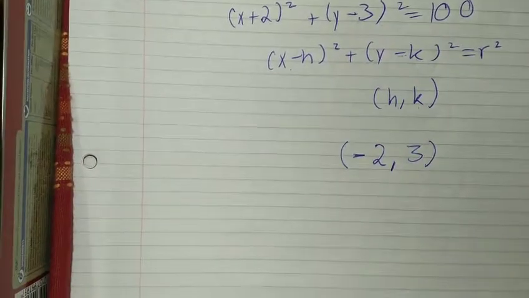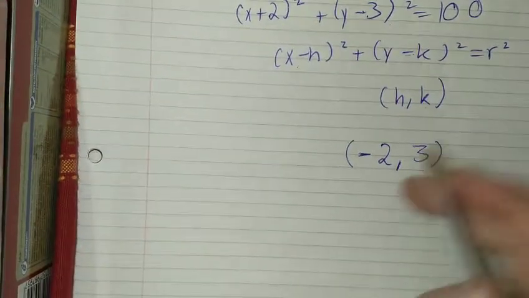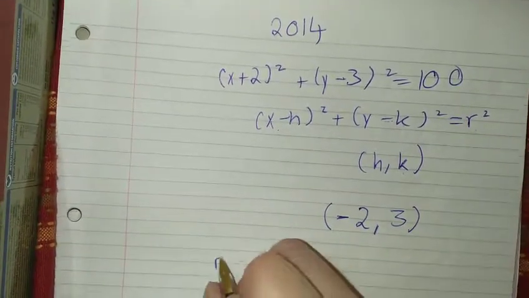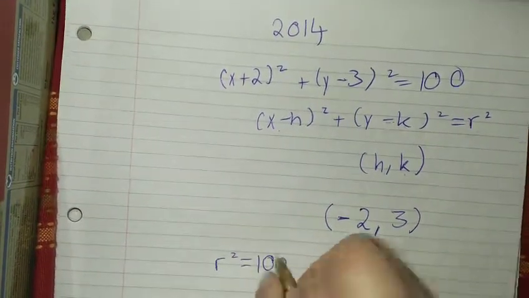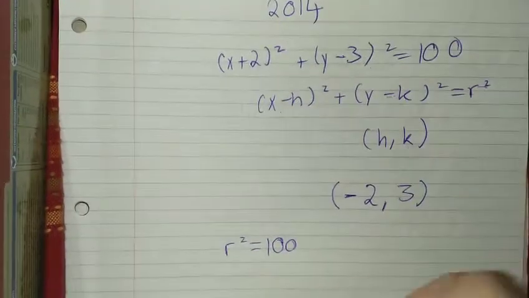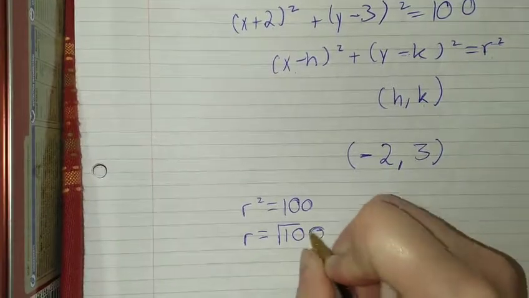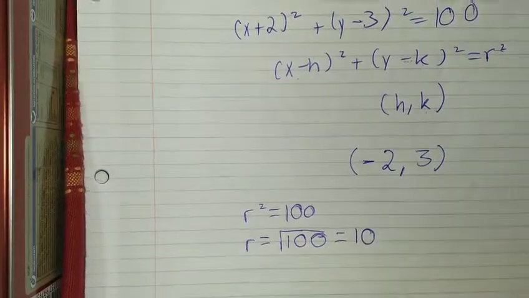And then next I'm asked to write down the radius of the circle. When I have it in this format, the right side is equal to r². So r² is equal to 100, because they're in the same format. So r is equal to the square root of 100, which is equal to 10.